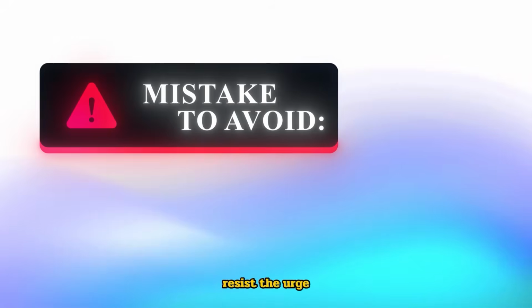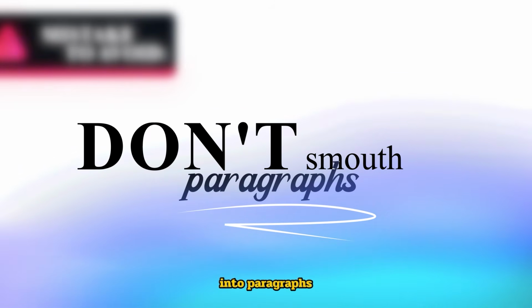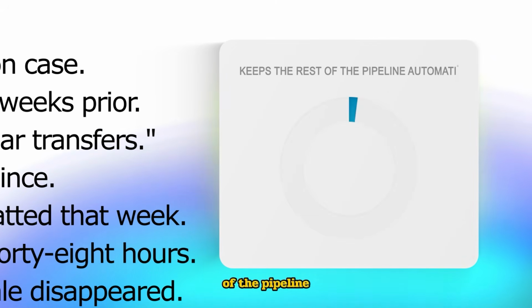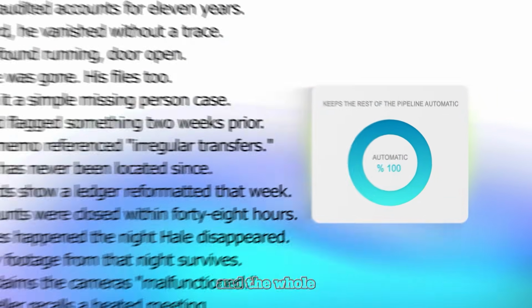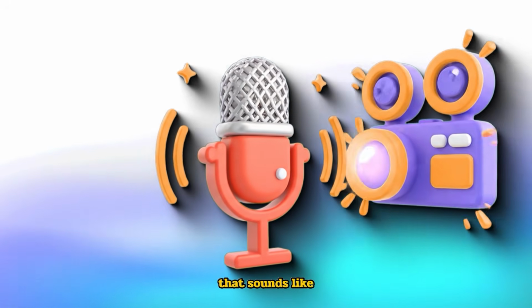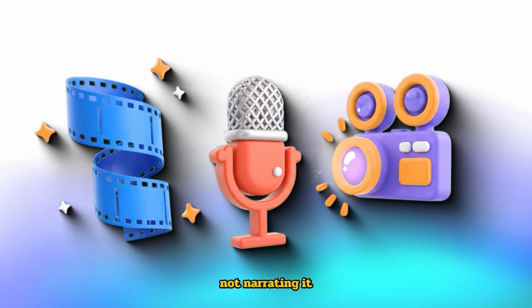Mistake to avoid. Resist the urge to smooth it into paragraphs. That one revelation per line structure is what keeps the rest of the pipeline automatic. Flatten it and the whole system breaks. Script's done. Now it needs a voice that sounds like it's uncovering something, not narrating it.